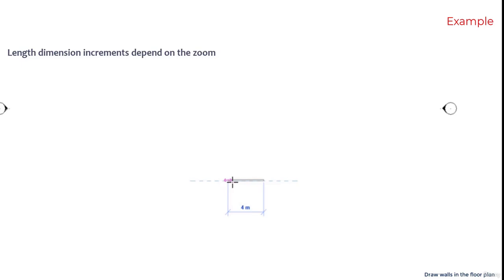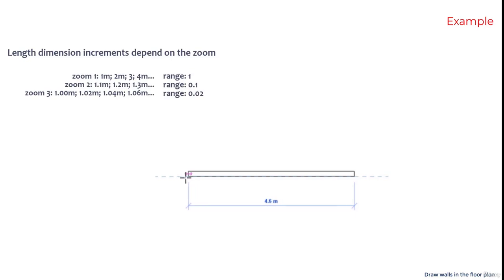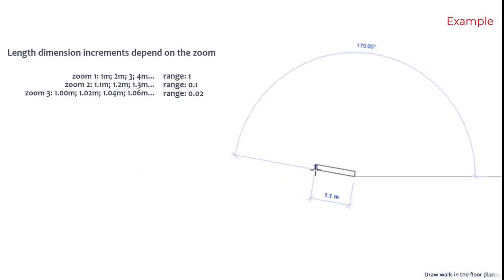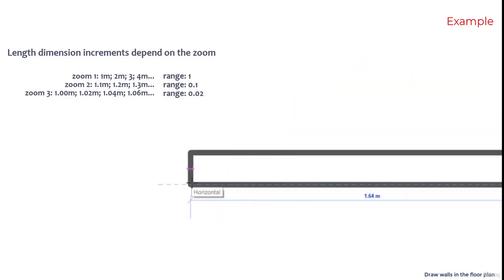Then let's continue. I zoom in a little bit more, and at this moment the values changed in a smaller range, this time in intervals of 0.1 between each measurement. If you still zoom a bit more, now the values are even more closely to each other. They are only snapping every 0.02 meters.